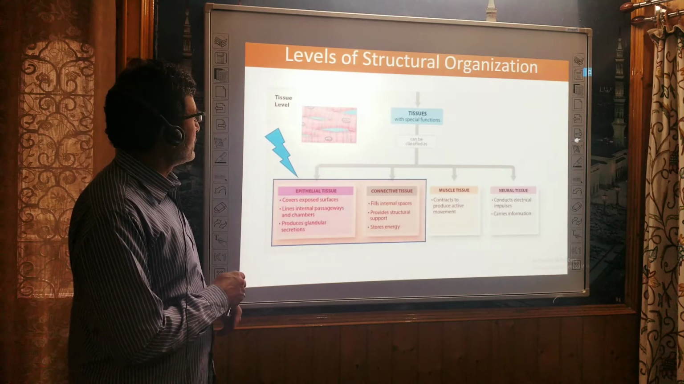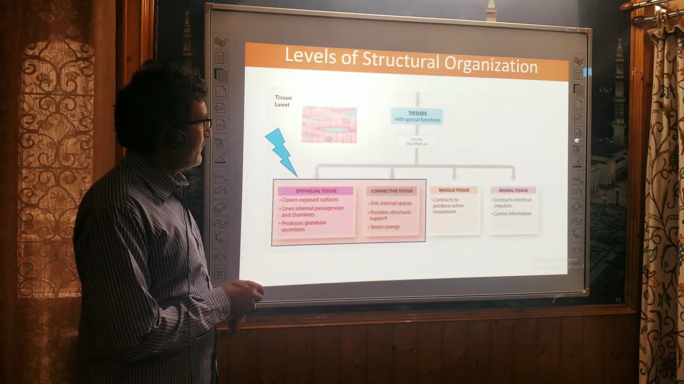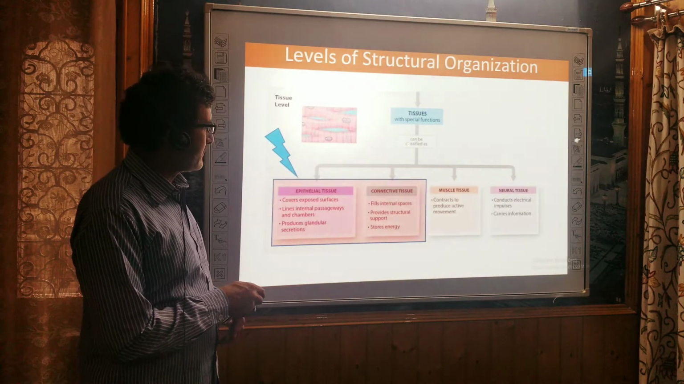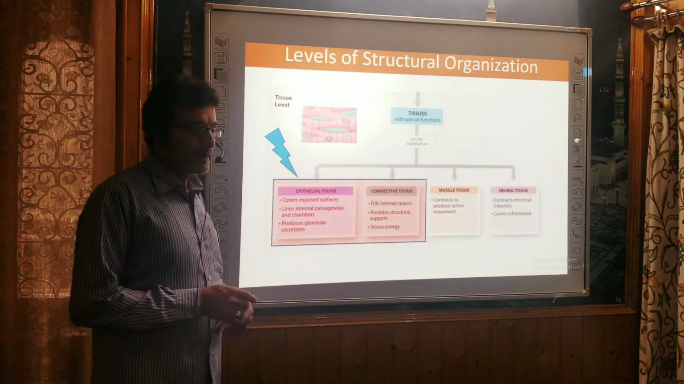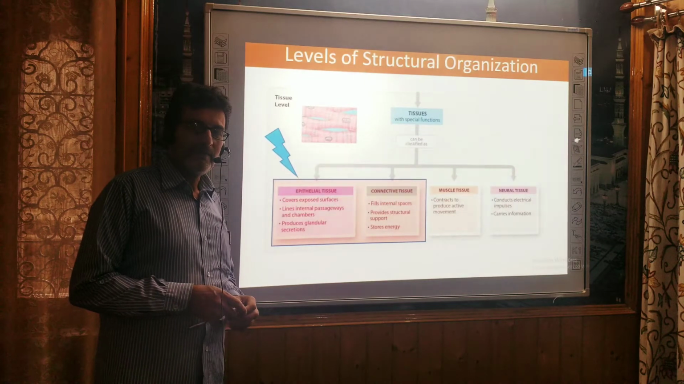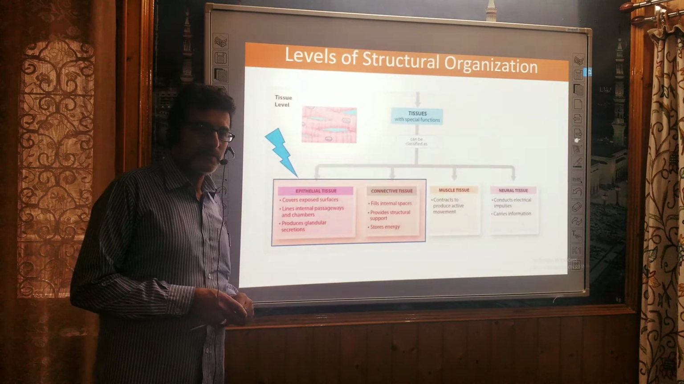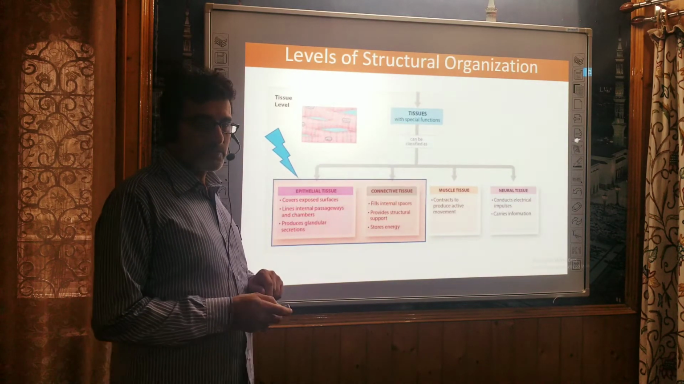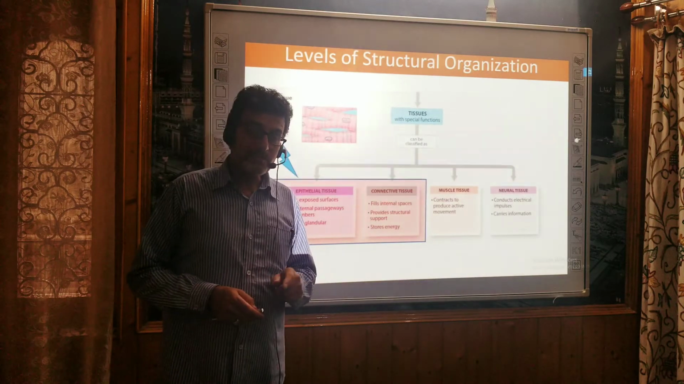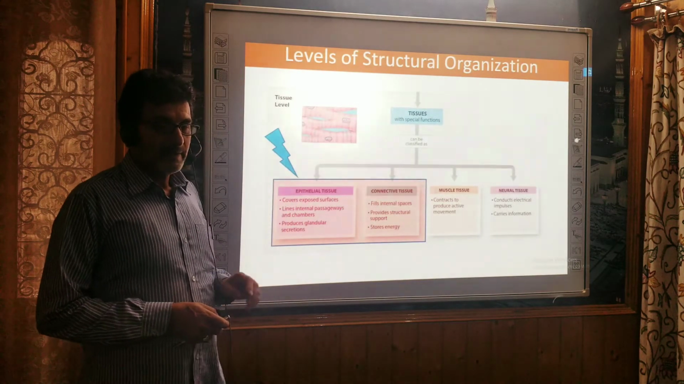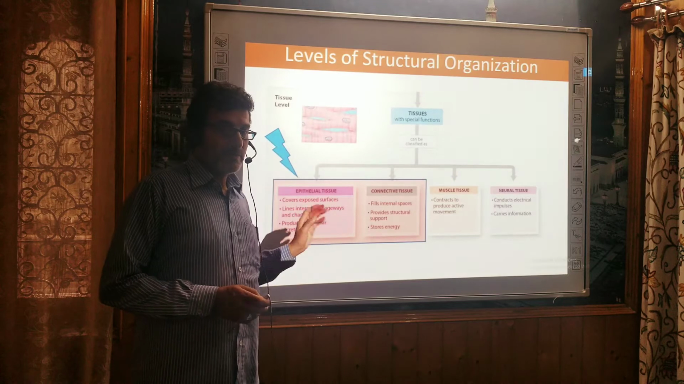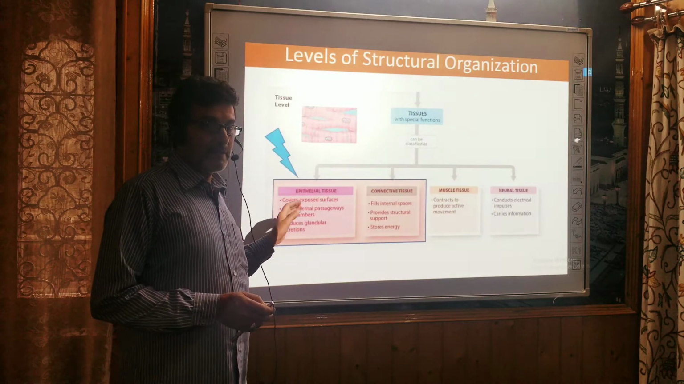Next, this is a tissue level. Tissues with special functions can be classified as this. There are 4 types of tissues in our body. First of all, epithelial tissue. Second, muscular tissue. Third, connective tissue. Fourth, nervous tissue. In next lecture, we have to study one by one.